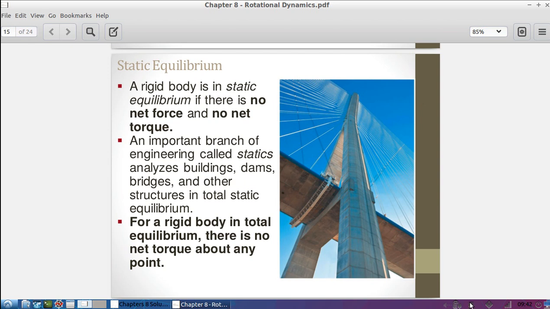So we have two more topics left in Chapter 8. One of those topics is static equilibrium. So we've dealt with static equilibrium in some cases in Chapter 4, right? If the net force on an object is 0, we said that the object wasn't accelerating, right? So the object would have a constant velocity.